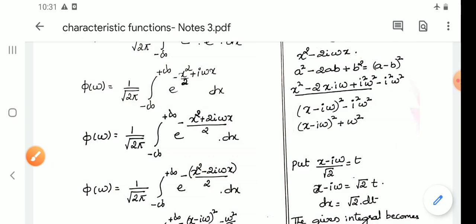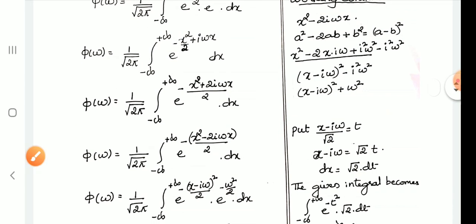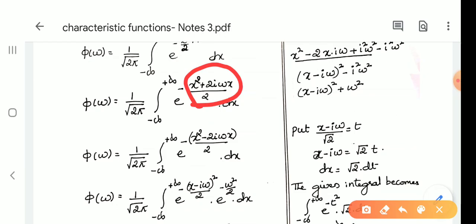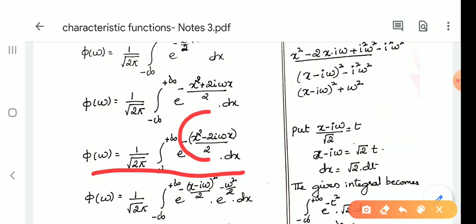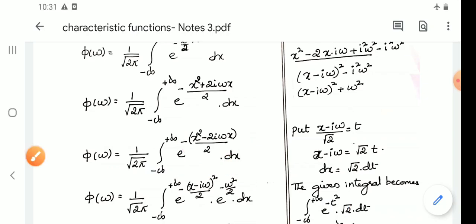Here, this minus sign in the exponential we can take common, and after taking common, phi of omega is equal to 1 by square root of 2 pi into integral minus infinity to plus infinity e to the power minus of (x square minus 2j omega x) by 2 dx. To integrate this integral, we have to go for completing the squares.